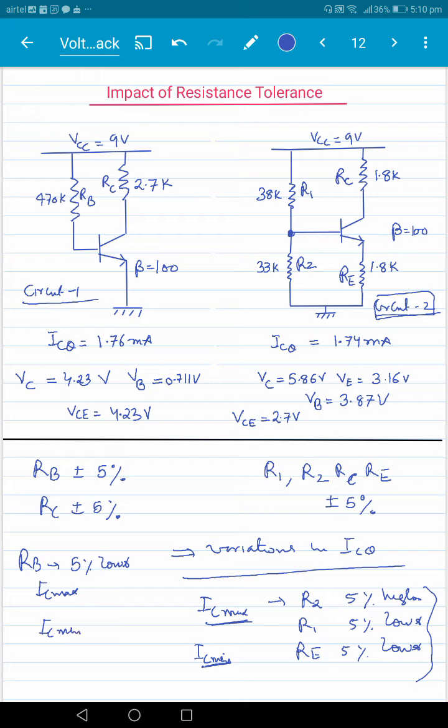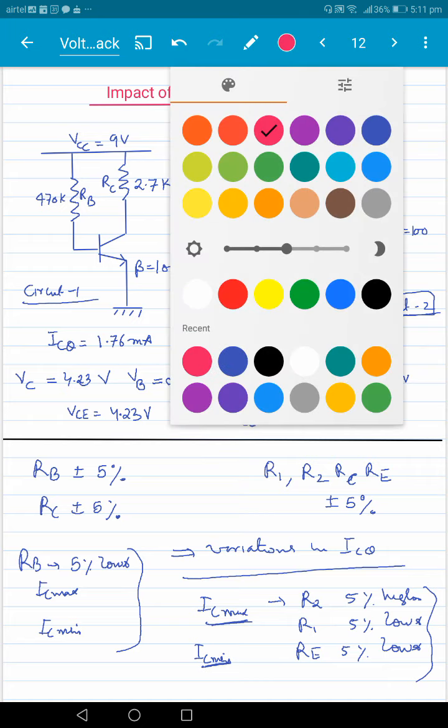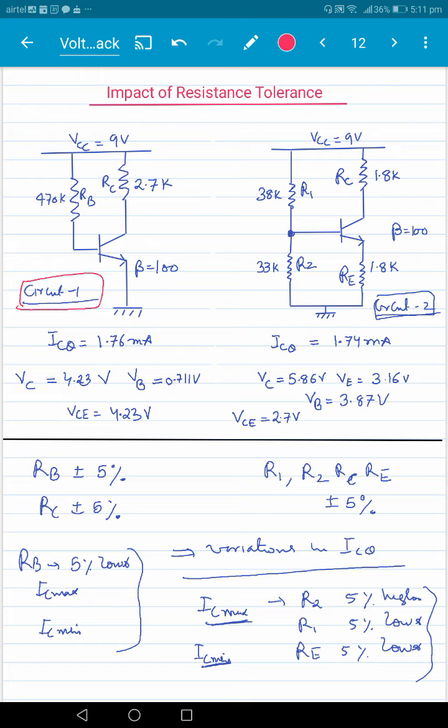So like that we can find out what is the variation in collector current in circuit 1, and what is the variation in current in circuit number 2, and we can compare them. And we can see which circuit is more insensitive to the resistance tolerance here. So we are looking at resistance tolerance here. Which circuit is more insensitive to changes in resistance? We already know circuit number 2 is very good with respect to changes in beta.